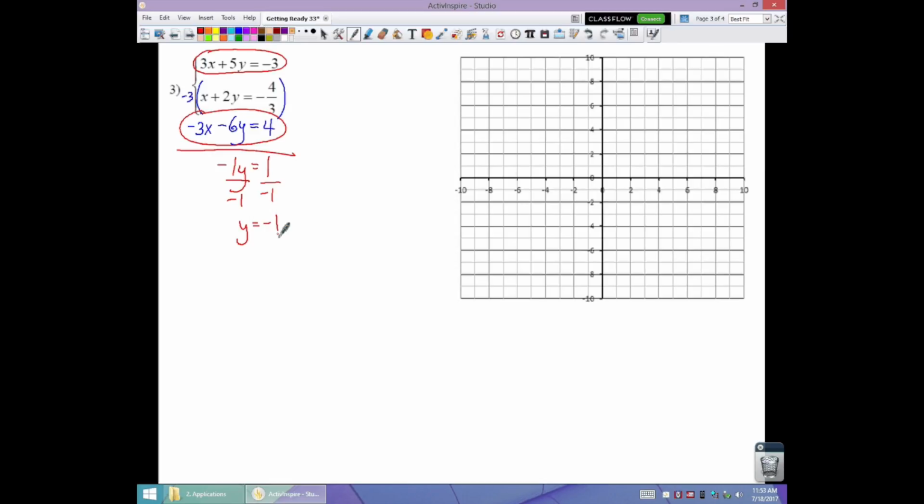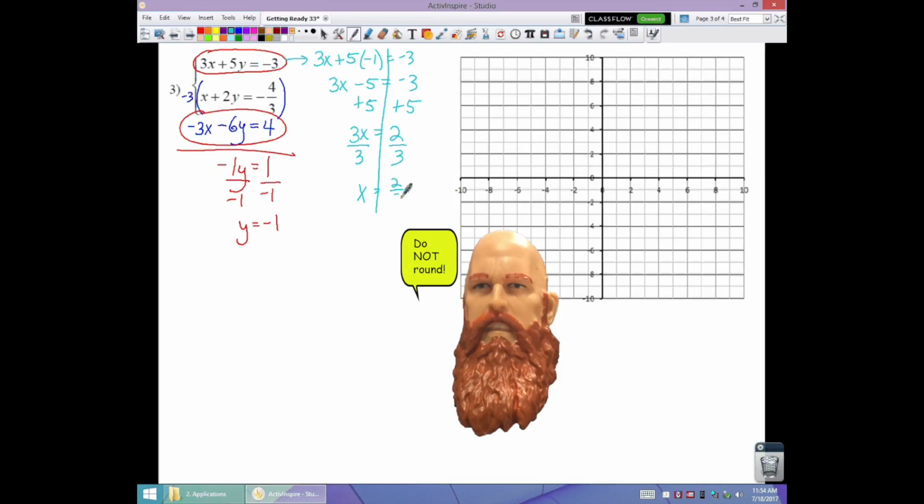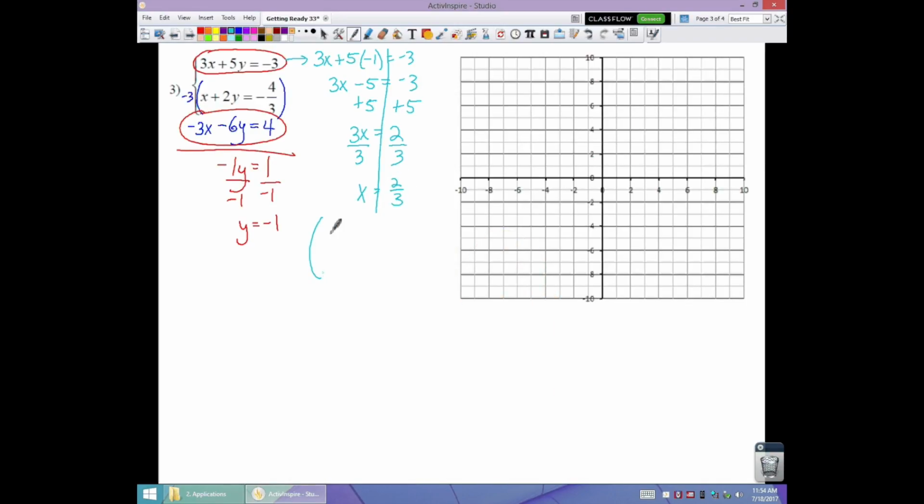Substitute that value into any of the equations. I'll just choose this first one for no particular reason. 3x plus 5 times negative 1 equals negative 3. 5 times negative 1 is negative 5. Add 5 to both sides. So 3x is equal to 2. Divide both sides by 3. X is equal to 2/3. So the solution to this system is 2/3, negative 1.